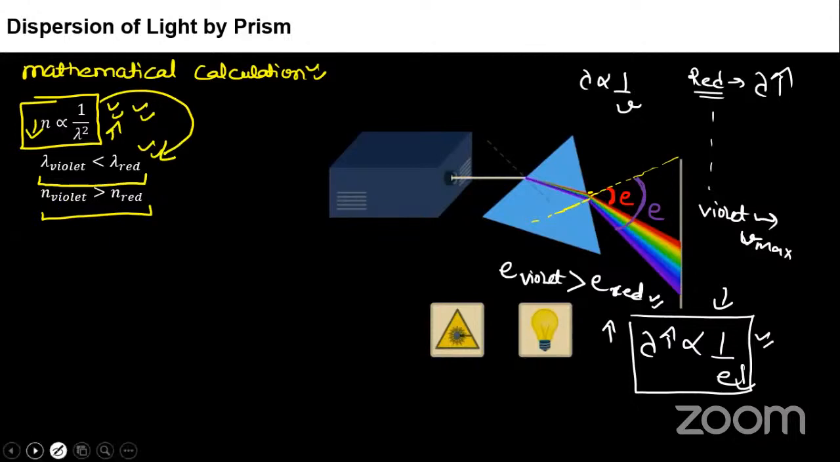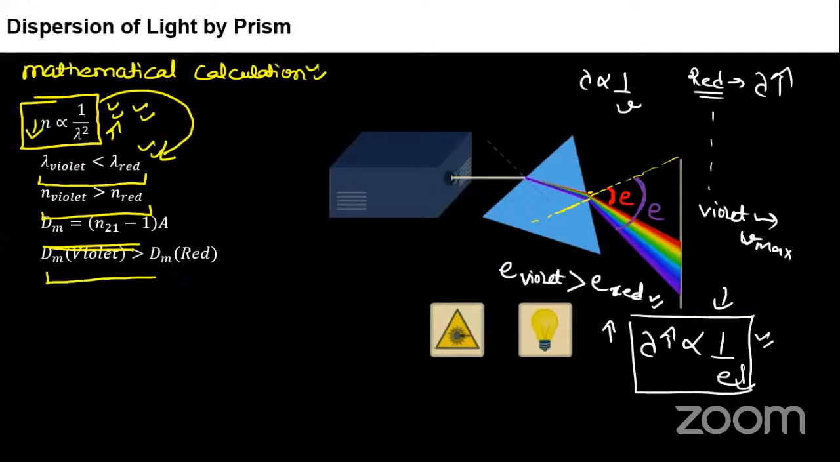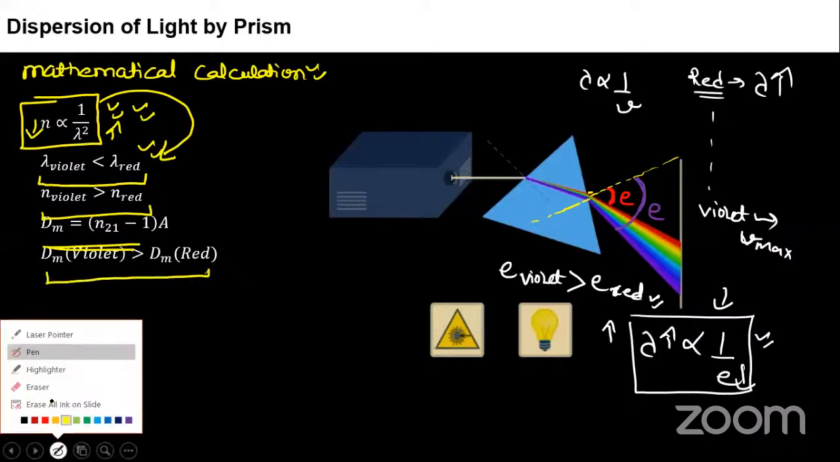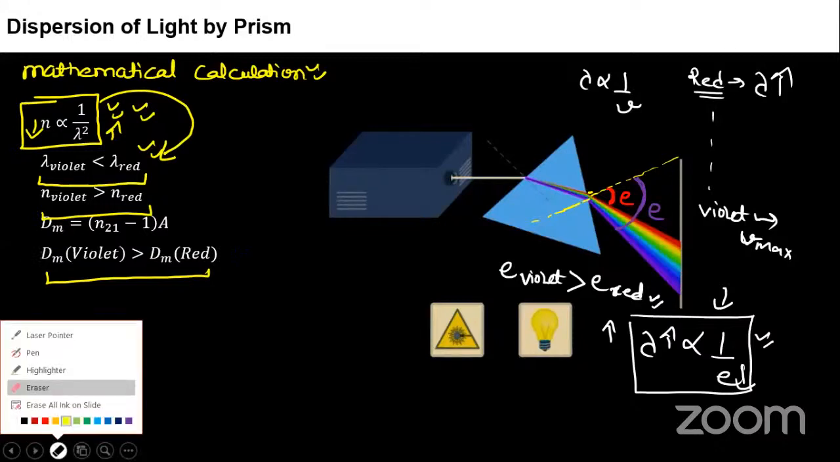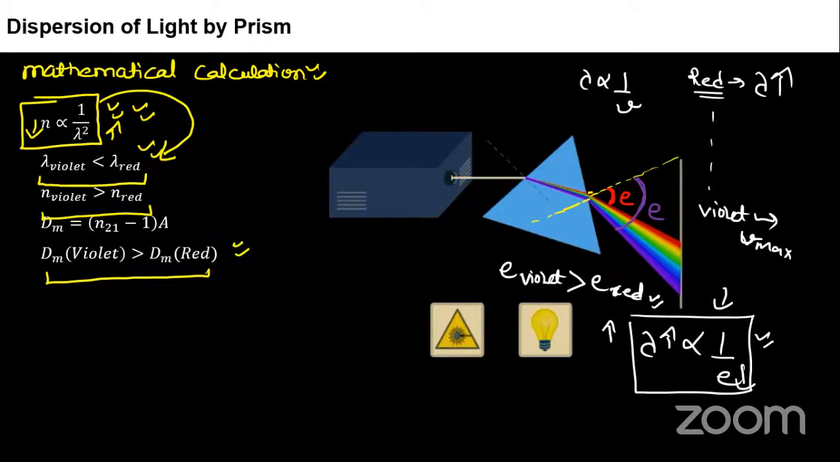So due to this, if I apply this minimum angle of deviation condition, I'll say that the minimum angle of deviation for the violet will be greater than for the red. And you can check this thing.